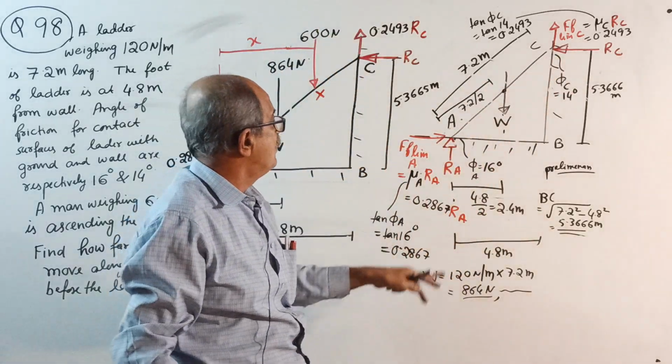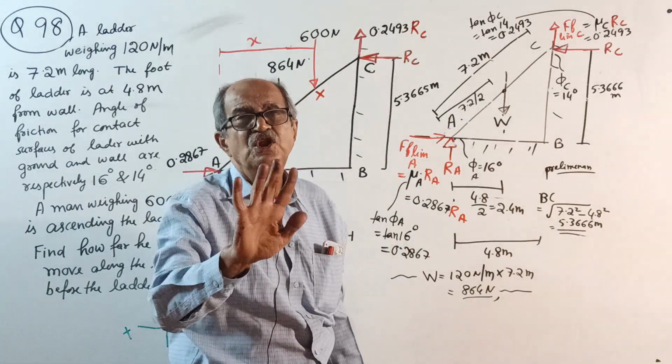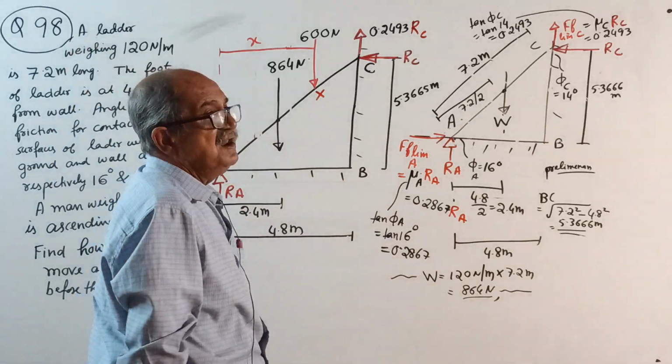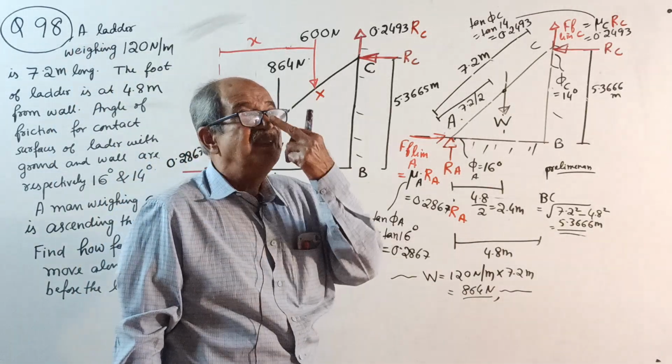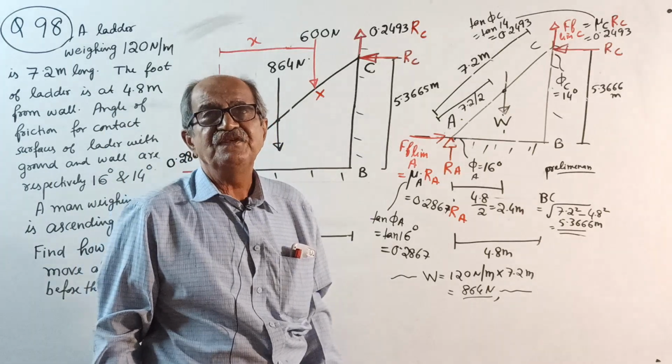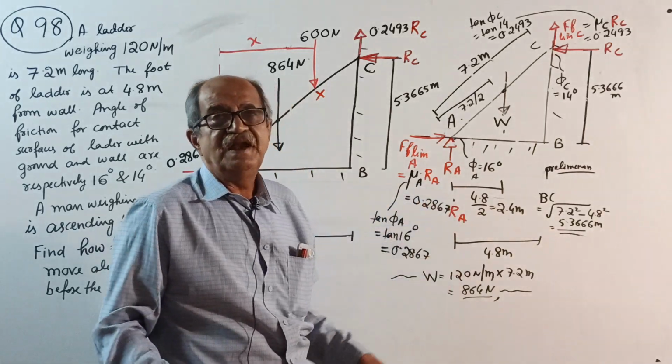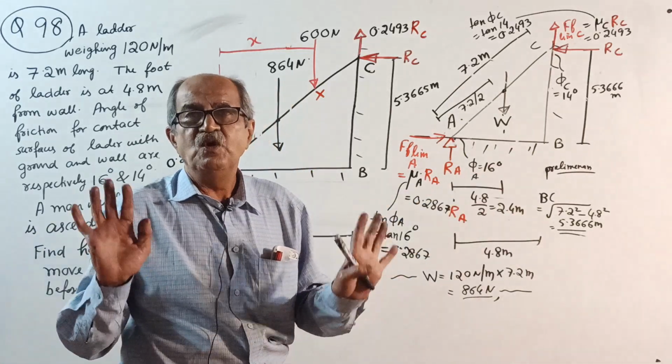I won't explain. If someone asks, sir, what is that RA, RC? Don't continue my class. After question number 98, we are reaching the century. If someone asks, sir, what does R mean? You are not studying from me. So you write a usual note, let RA and RC be, I don't know what that is.